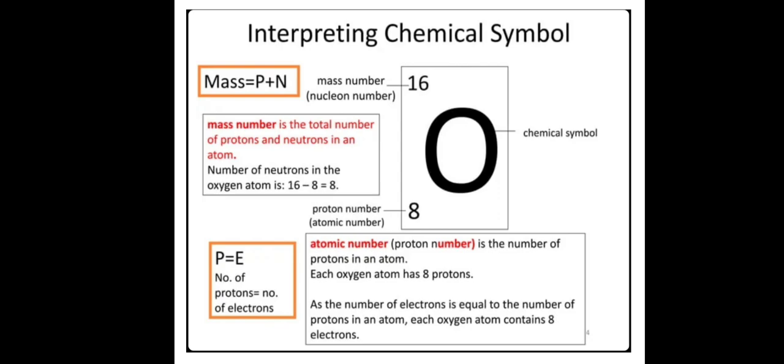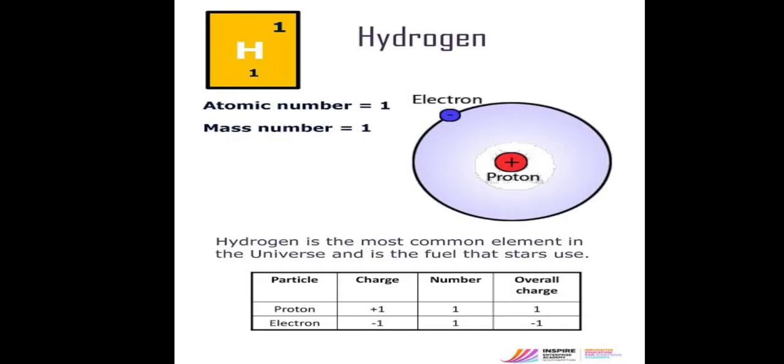So we are looking at an oxygen symbol. As the number of electrons is equal to the number of protons in an atom, each oxygen atom contains 8 electrons, as you can see on the bottom left corner, which represents the atomic number. Now this is hydrogen. Hydrogen's atomic number is 1 and mass number is 1, which means hydrogen has 1 proton and 1 electron. Hydrogen is the most common element in the universe and is the fuel that stars use. Proton has a positive charge and electron has a negative charge, but hydrogen doesn't have a neutron.